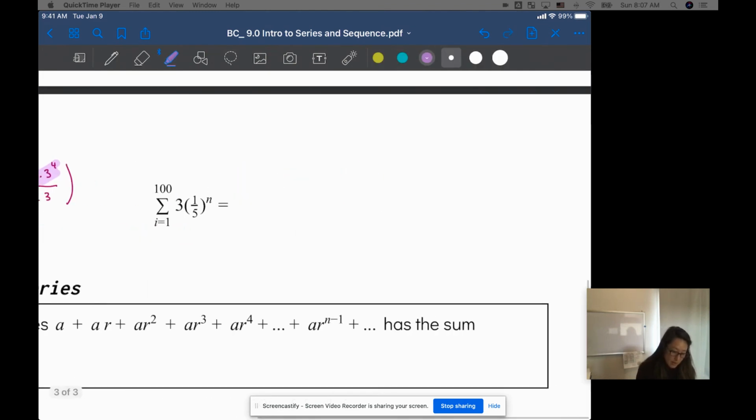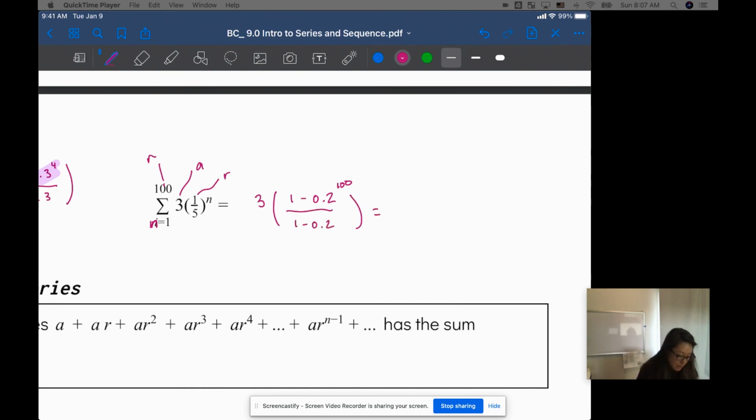All right, next up, I have the sum from 1 to 100 of 3 times 1 over 5 to the n, and that looks like an exponential function or a geometric sequence rule. So my a is equal to 3, and my r is equal to 1/5. So I'm going to write this as 3 times 1 minus, I'm going to use a decimal, 0.2 to the 100. Oh, I forgot to label that as my ending n, over 1 minus 0.2. And when I substitute that in, I get 1.25.